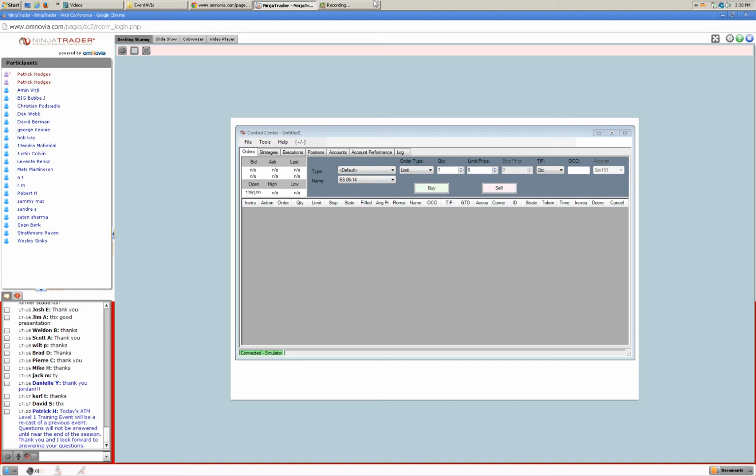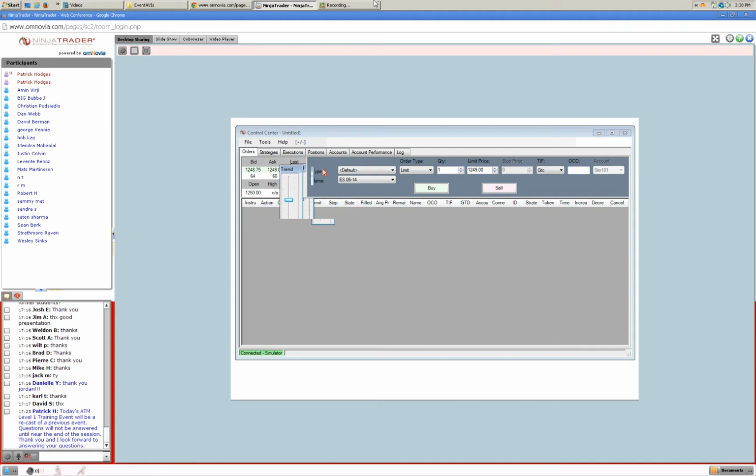So we can actually use it to test out ATM strategies, for example, without waiting for the exact market conditions. You can find a link into our simulated data feed there. Once we're fully connected, we'll see our bid, ask, and last update, and we'll see Connected Simulator in green in the bottom left-hand corner. And you'll see your trend slider here.